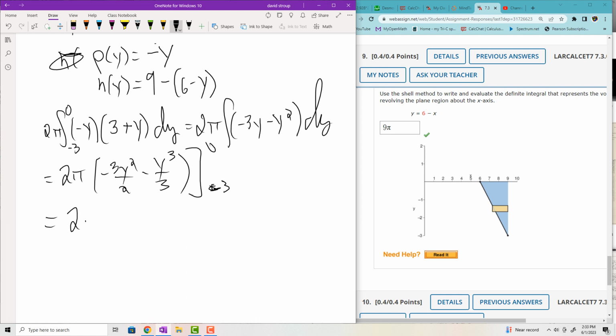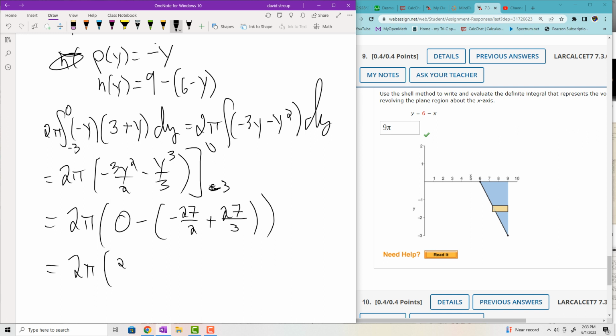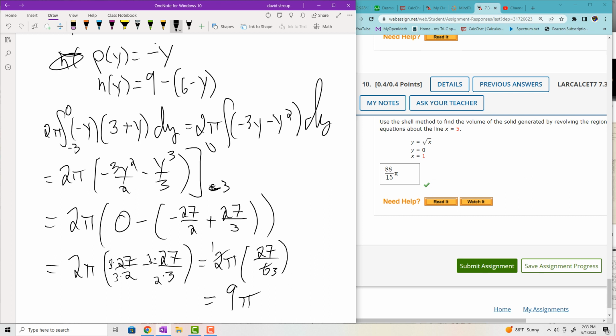Is 2 pi, and then if you plug in 0, you'll get 0 minus plugging in -3, which will be -27 halves, then minus plus 27 thirds. And then 2 pi, this will be minus, so it's going to be 27 halves minus 27 thirds. So multiplying top and bottom here by 3, multiply top and bottom here by 2, and you should get 3 27ths minus 2 27ths is going to be 1 27th, and then all over 6, and then 2 over 6 is the same as 1 over 3, and then 27 divided by 3 is 9. Okay, great.